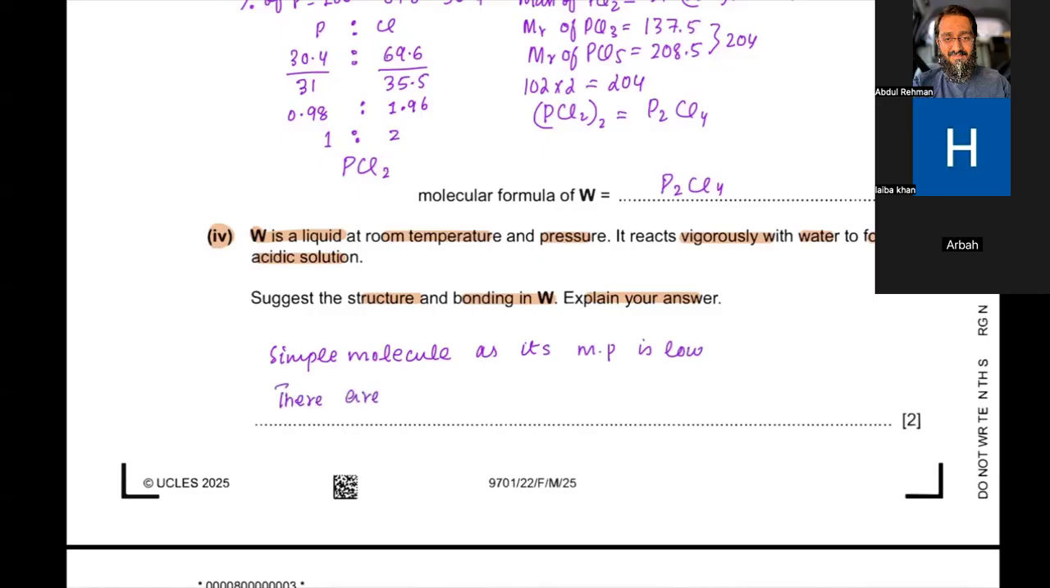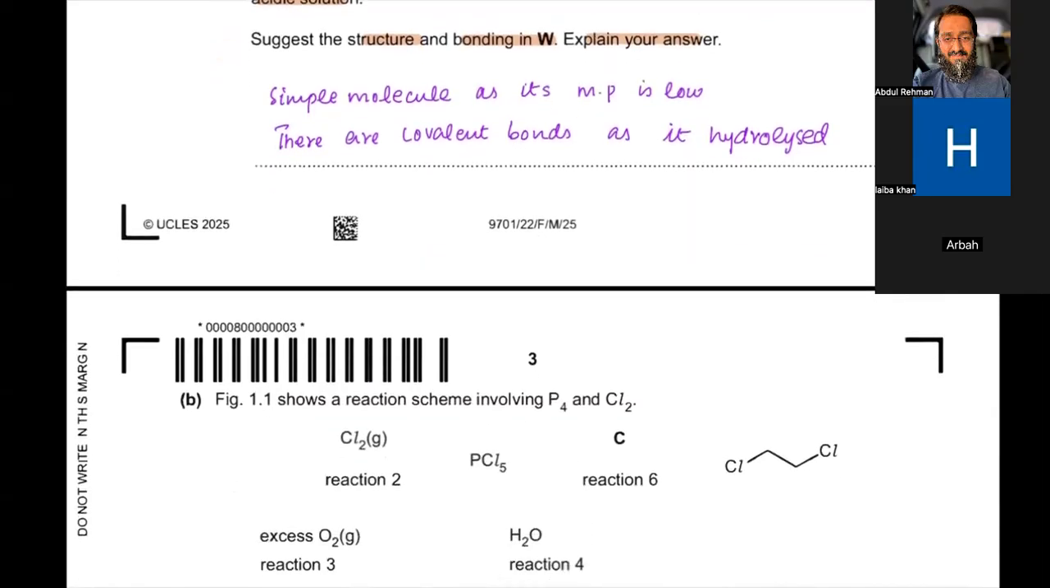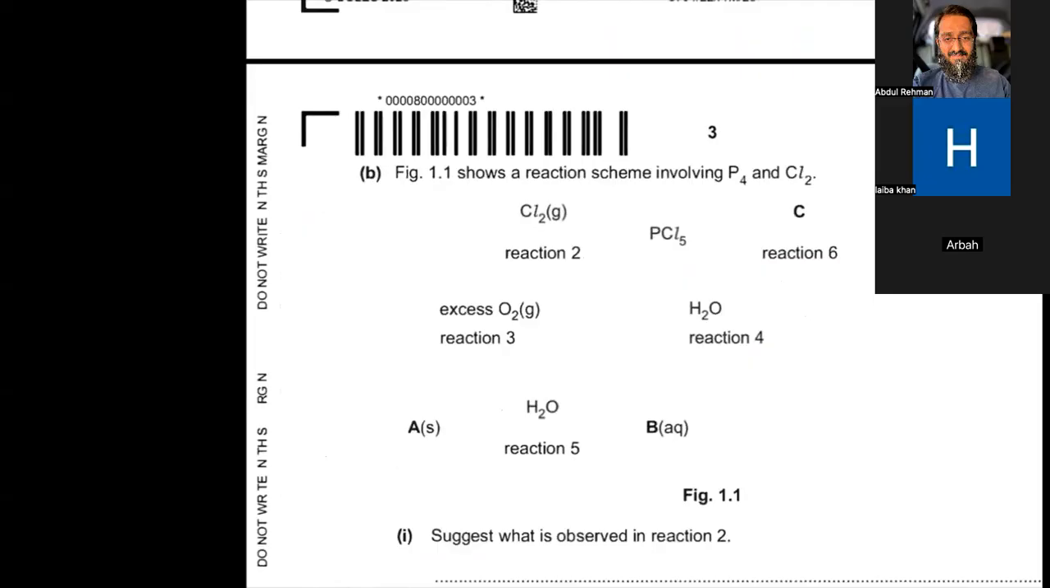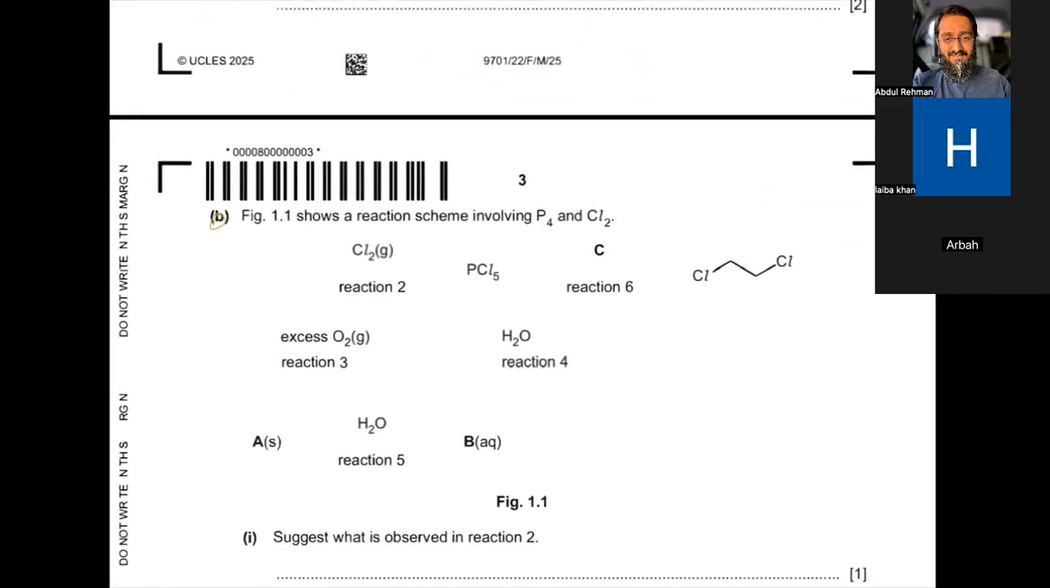There are covalent bonds as it hydrolyzed, right? Reacting with water is a hydrolysis. So if it reacts with the water, that is a hydrolysis, and it is a liquid at room temperature. If it's a liquid or a gas, it has a low melting point, which indicates it's a simple molecular structure.